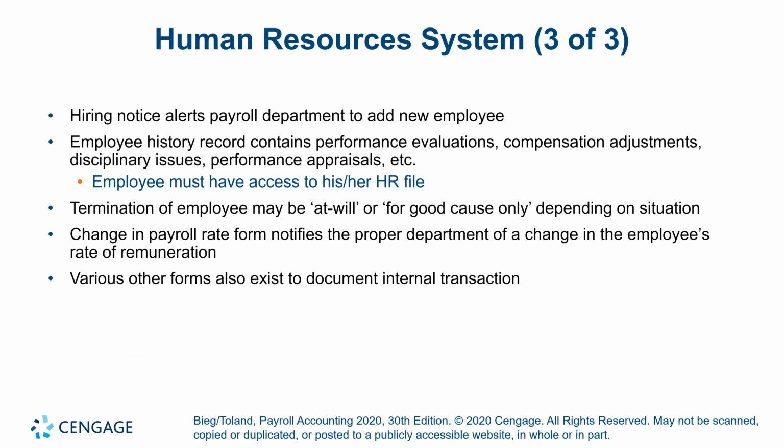Hiring notice alerts the payroll department to add a new employee. Employee history record contains performance evaluations, compensation adjustments, disciplinary issues, performance appraisals, etc. Employee must have access to his or her HR file. Termination of an employee may be at will or for good cause only, depending on the situation. Change in payroll rate form notifies the proper department of a change in the employee's rate of remuneration.